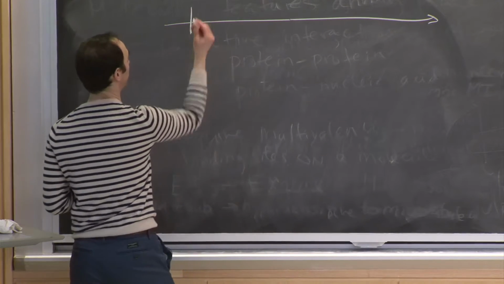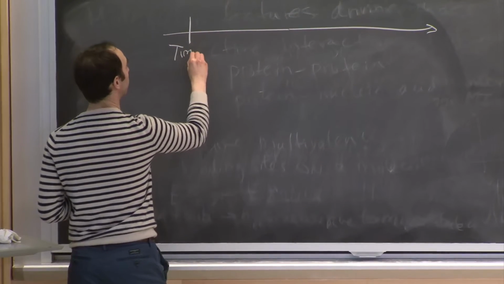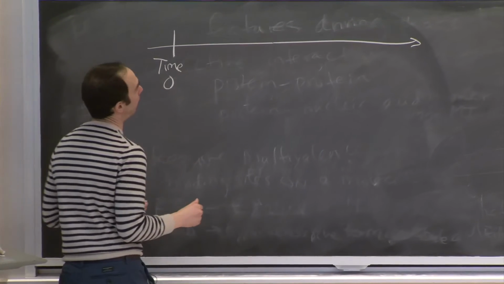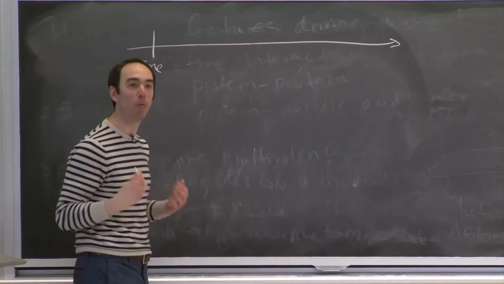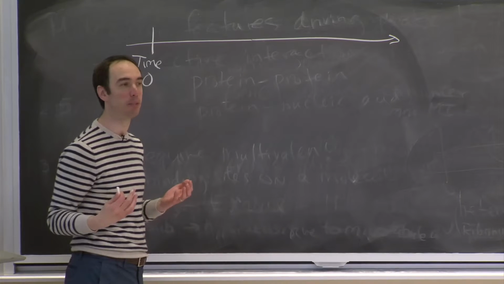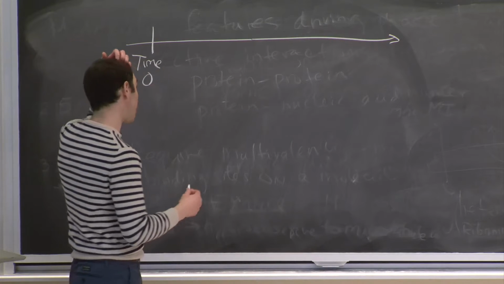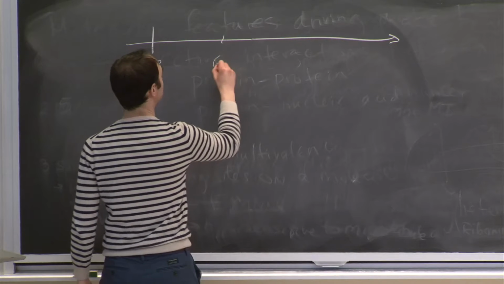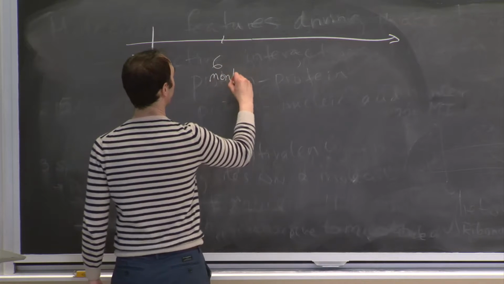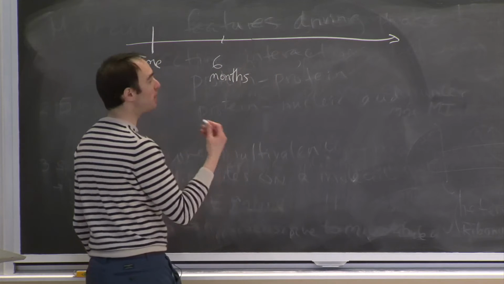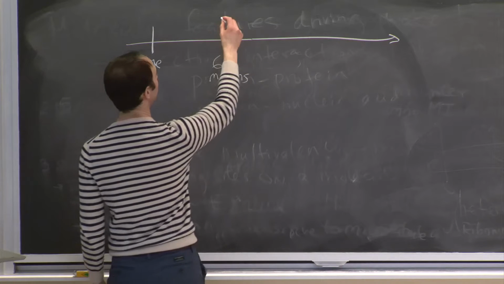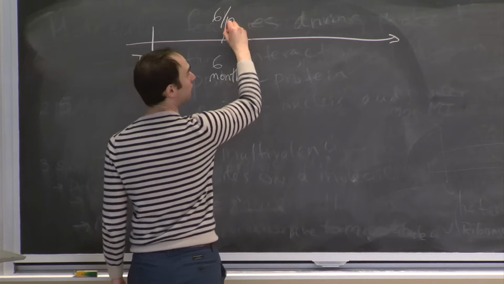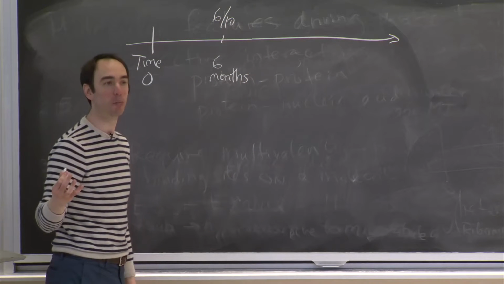Patient walks in at time 0. And you want to know something about what that patient's disease status will be like over time. So for example, you could ask, at 6 months, what is their disease status? For this patient, it might be, let's say, 6 out of 10. And where these numbers are coming from will become clear in a few minutes.